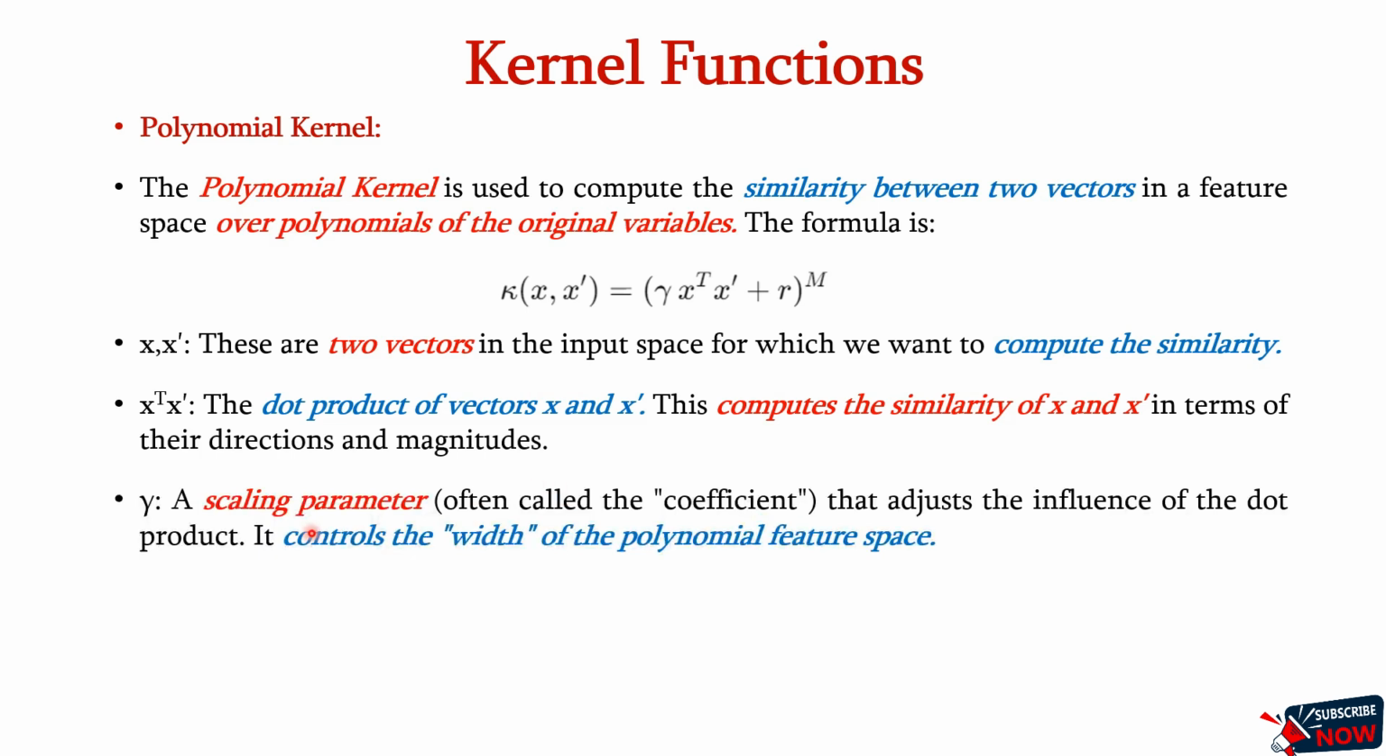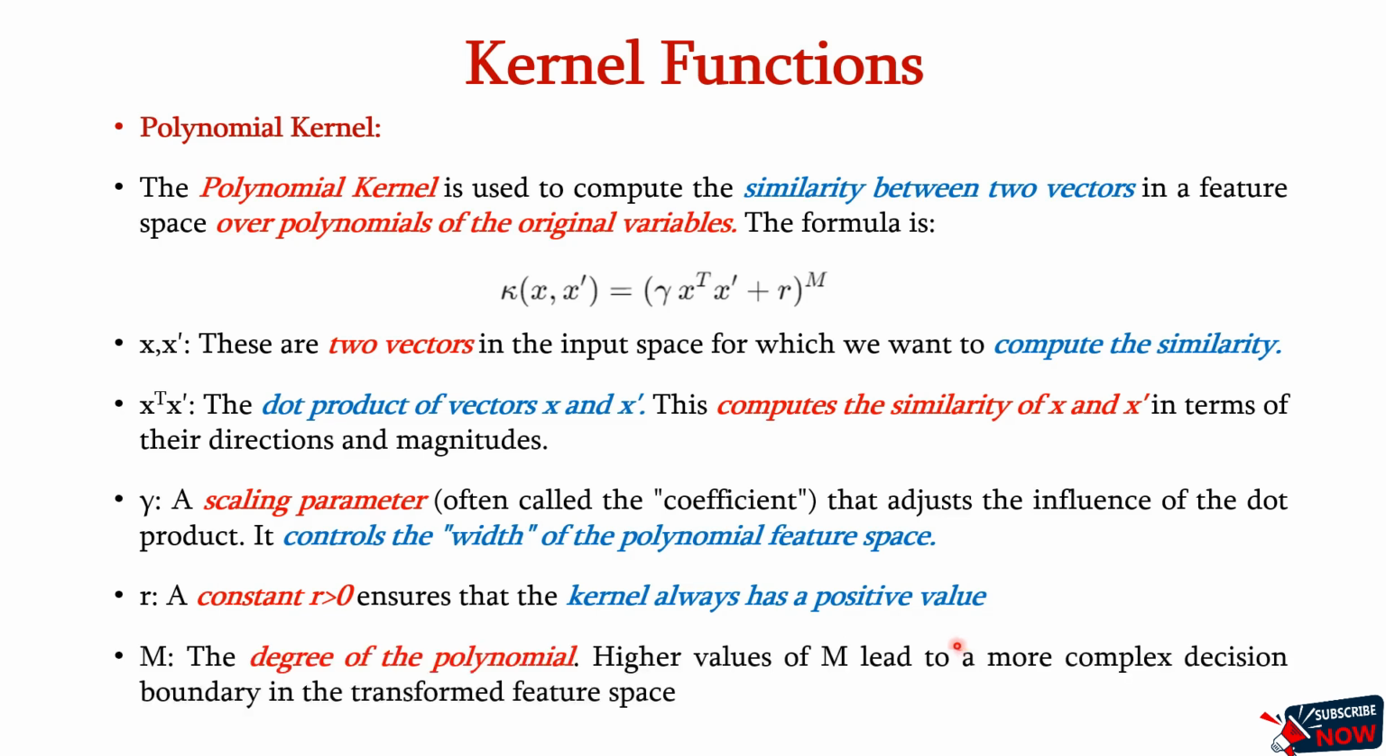Gamma is the scaling parameter which is often called the coefficients. This adjusts the influence of the dot product and controls the width of the polynomial feature space. And r is a constant which is greater than 0. This ensures that the kernel always have a positive value. And m is the degree of the polynomial. Higher the values of m, it leads to more complex decision boundary in the transformed feature space. So if the number of features are less, we can go for the polynomial kernel.